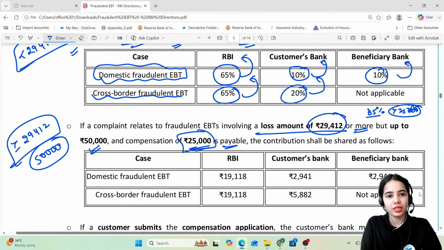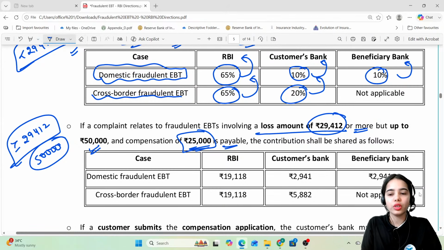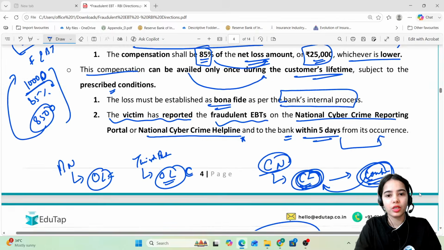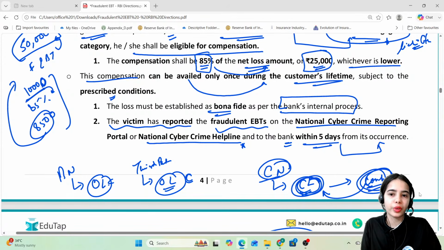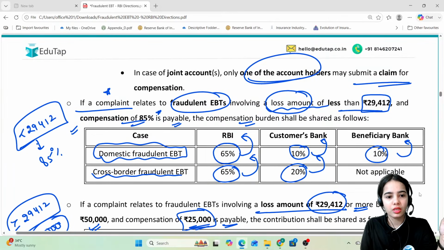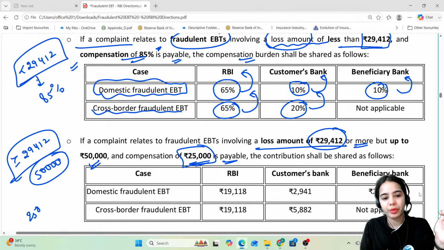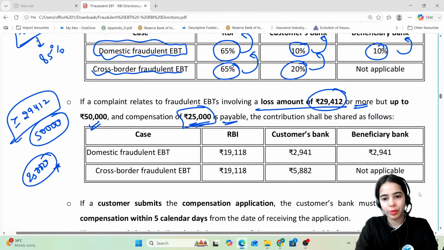So remember this, that compensation can be 85% or 25,000. In case of less than 29,412, the compensation is 85%. While if the amount is more than or equal to 29,412, in this case compensation will be 25,000, because this is the maximum compensation that can be provided.